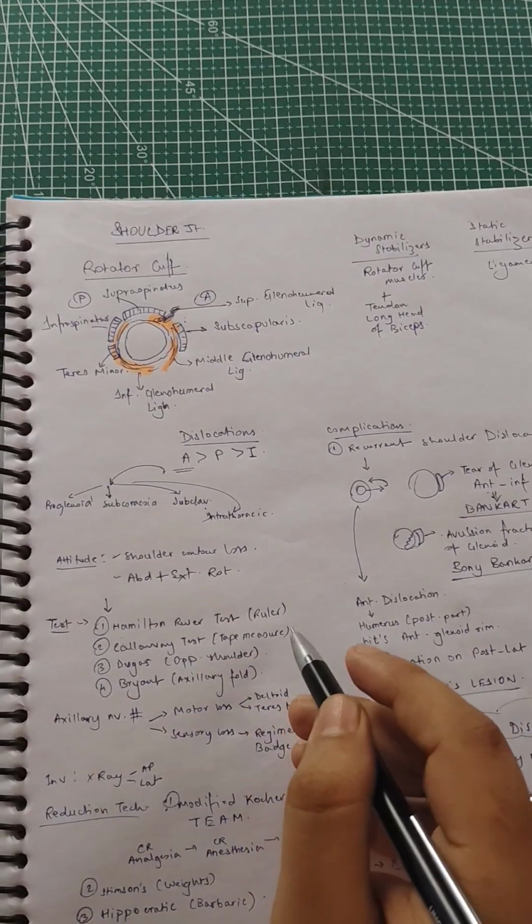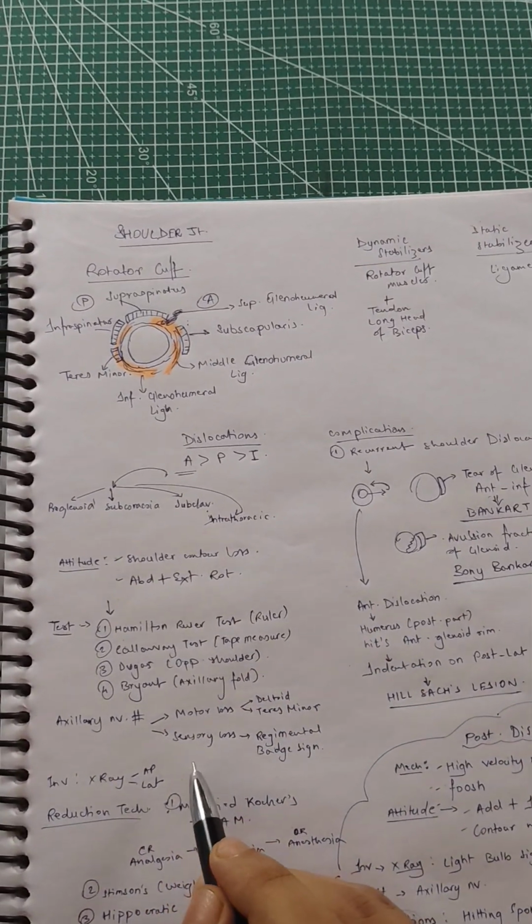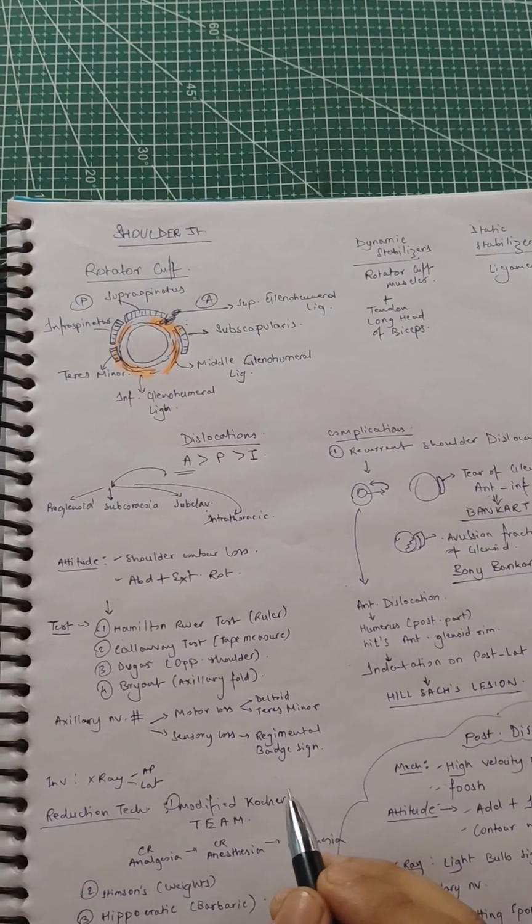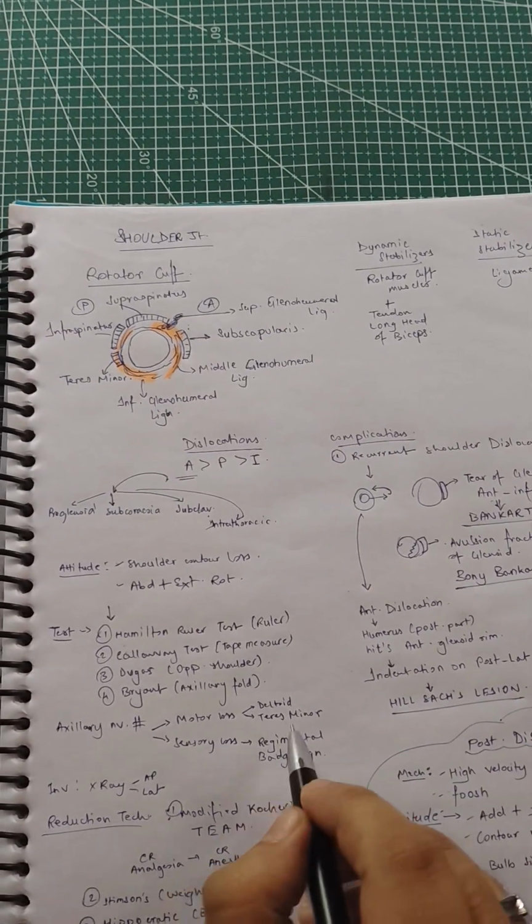The most common nerve injury over here will be the axillary nerve injury, where we will be having both motor loss as well as sensory loss. Motor loss will cause loss to the deltoid and the teres minor, and sensory loss will be over the deltoid region. That will cause the regimental bat sign, a very important clinical vignette.